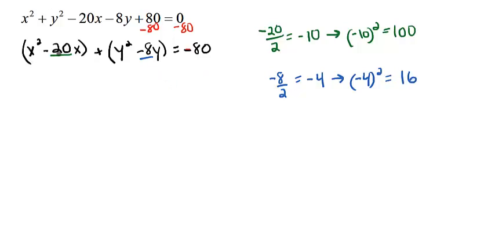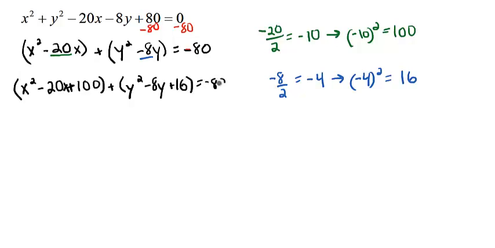Now I'm going to rewrite my equation, and I'm going to add in both of these numbers that we found, this 100 and this 16. So we've got x squared minus 20x plus 100, plus we've got y squared minus 8y, and then we're going to add in 16. Now we originally had a negative 80 on the right side, but because we added in 100 on the left side, we also want to add in 100 over here, and then we also added in a 16 here, so let's add 16.